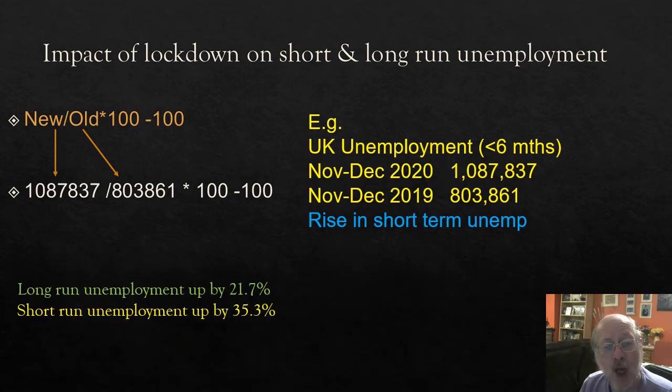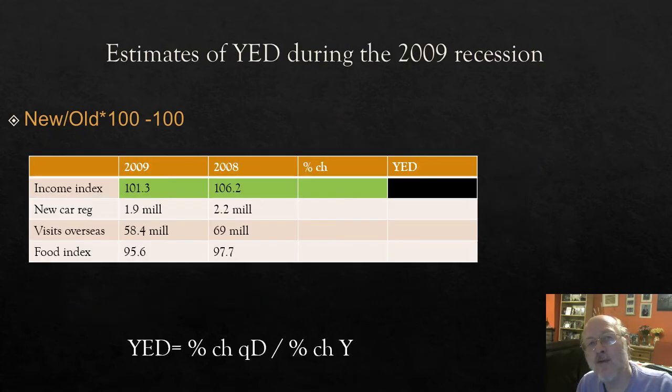So there we have it. Long run unemployment is up by 21.7%. Short run is up by 35.3% as a result of lockdown. So there's a far bigger impact on short run unemployment. And of course, the government will be interested, to say the least, to see whether that turns into long-term unemployment when the lockdown ends.